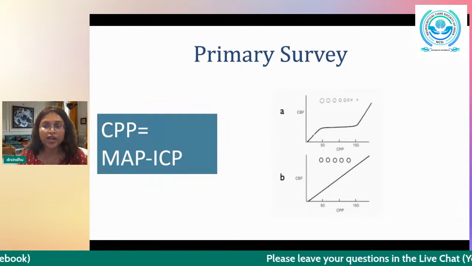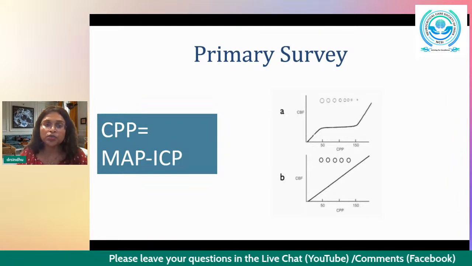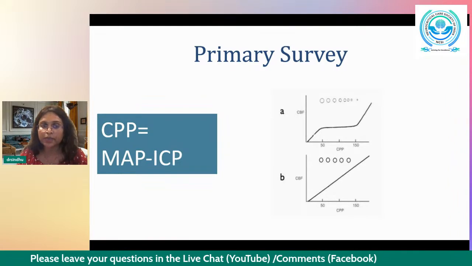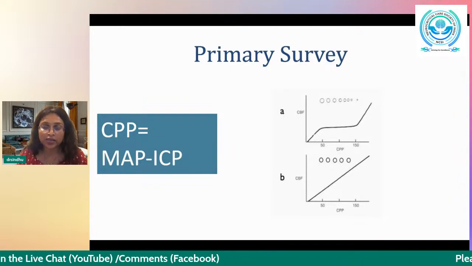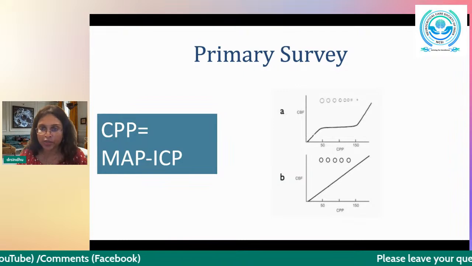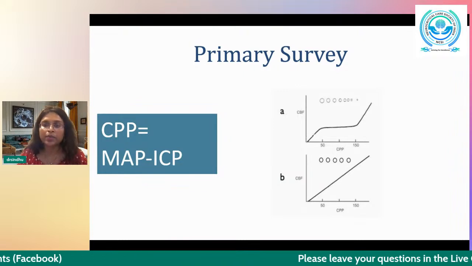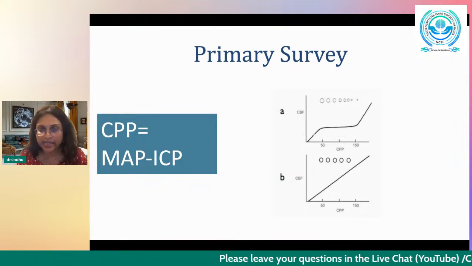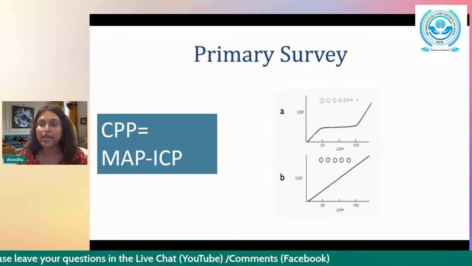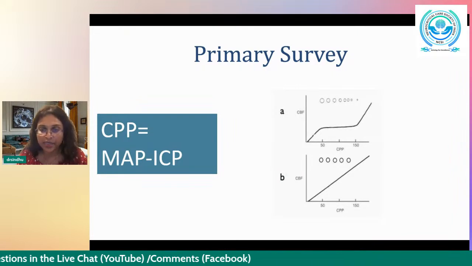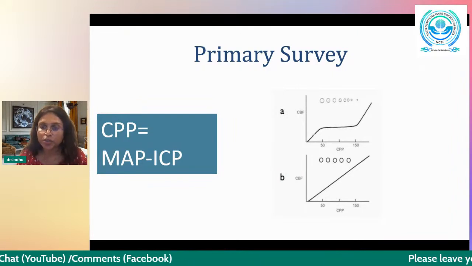Now this graph is what I want you to look at further. As you know, the cerebral perfusion pressure is nothing but the mean arterial pressure minus the intracranial pressure. Graph A is showing the normal autoregulation, where the cerebral blood flow is maintained at a steady state even when the blood pressure keeps varying. But in traumatic brain injury, the autoregulation is impaired. It becomes like graph B. That is, it becomes pressure passive.